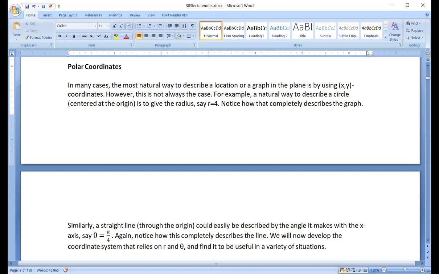Also, suppose you have a straight line through the origin. There's a simple way to describe that by simply saying what is the angle that it makes with the x-axis. So if you have theta equals pi over 4, that immediately tells you what your entire graph is. So sometimes using r and theta to describe a graph is beneficial, and let's talk about how to do that and how to use it.